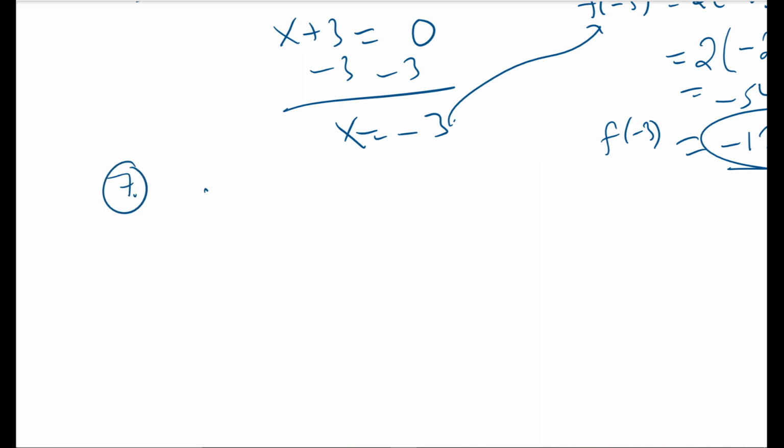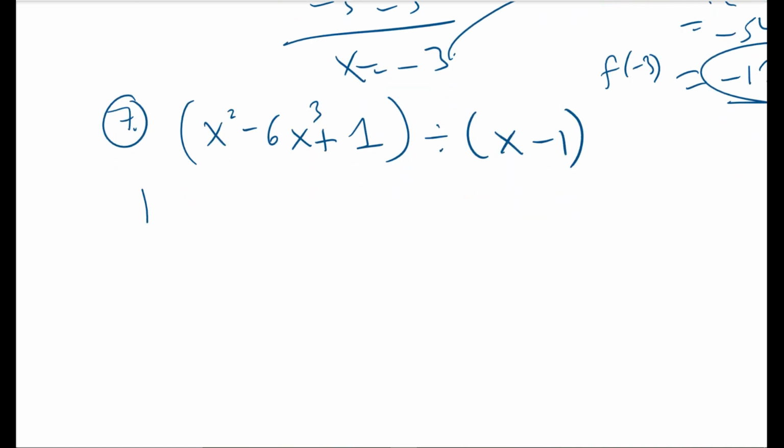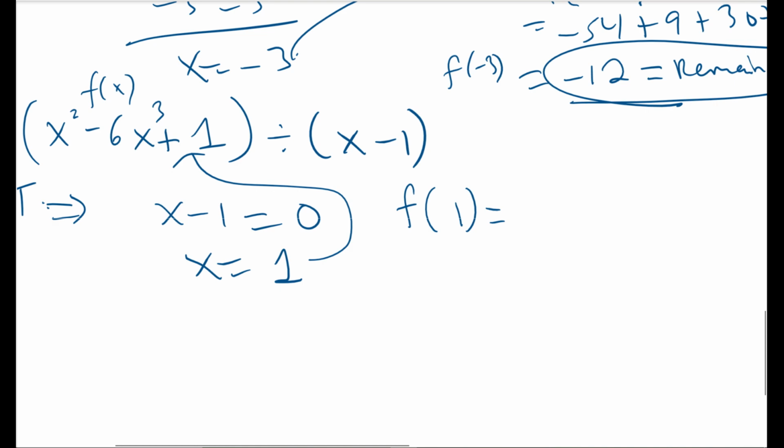So 7, we have x squared minus 6x plus, 6x cubed plus 1 divided by x minus 1. Again, using the remainder theorem, which means we have to set our divisor equal to 0, solve that, and then we plug that into our dividend. So we're going to call our dividend f of x. So really we're doing f of 1. So we have 1 squared minus 6 times 1 cubed plus 1.